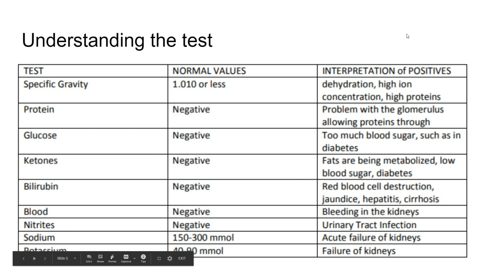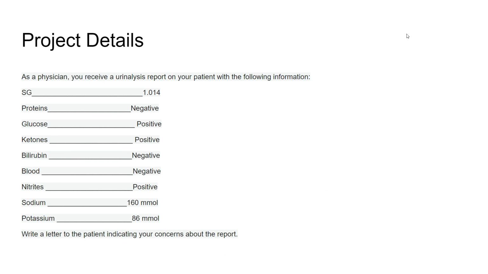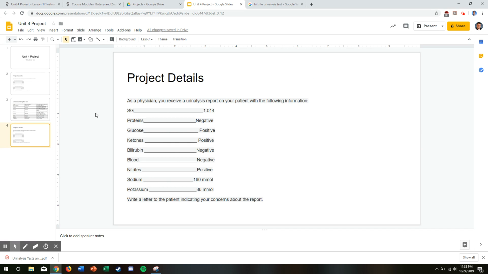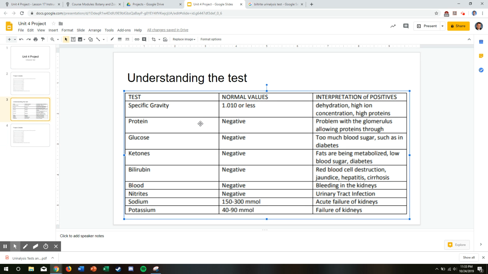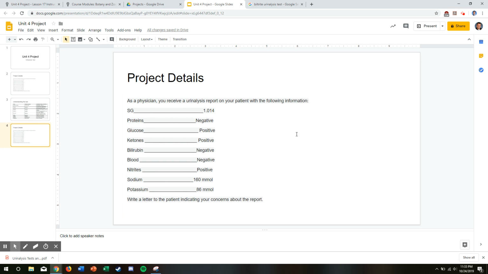All right, so let's look at this value again. Let's just put these side by side here. And so again, as a physician, you receive these values for each one of these. And so looking at the specific gravity, it's 1.01. So now if we look at that value, and actually what I'm going to do is let's just copy this and stick it so we can look at it right next to each other.